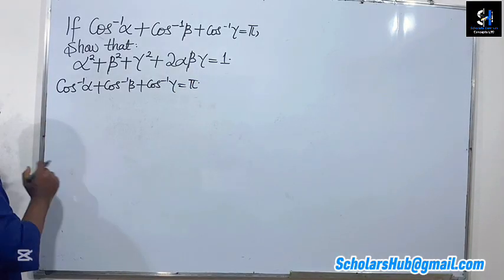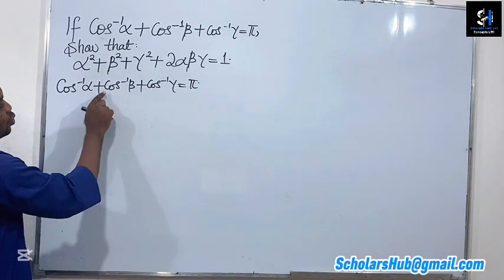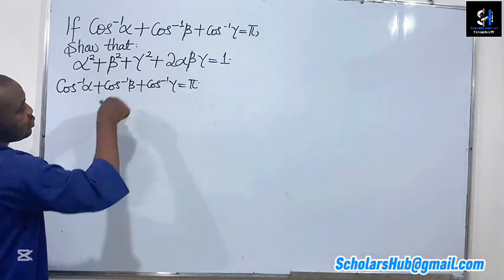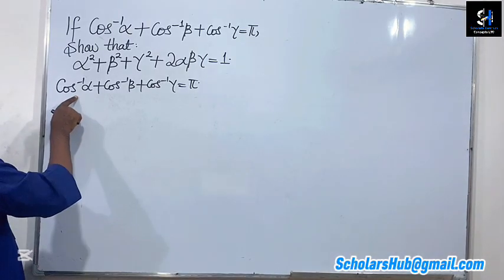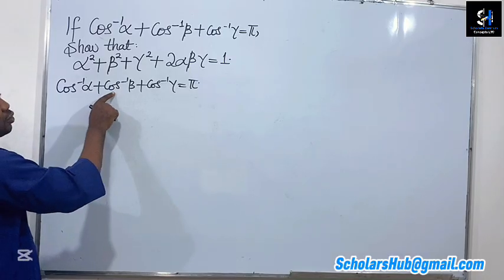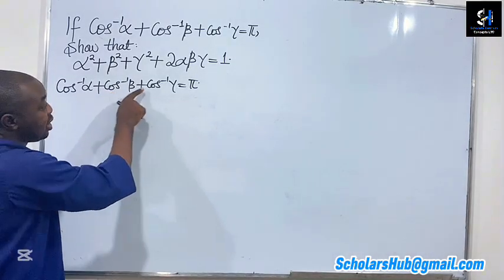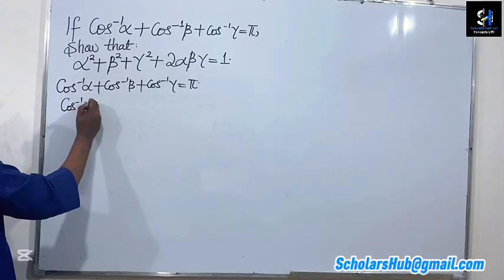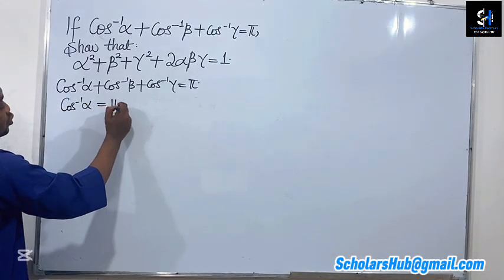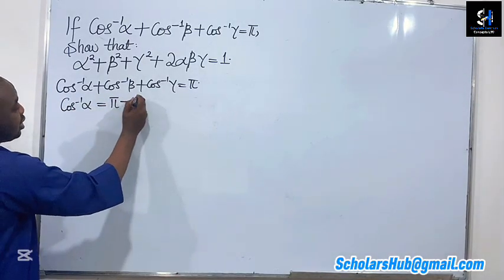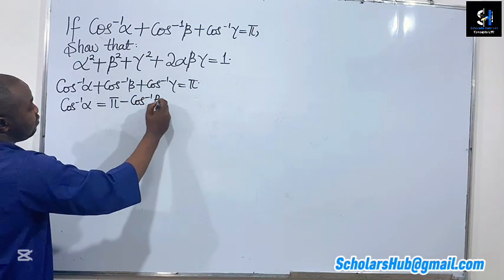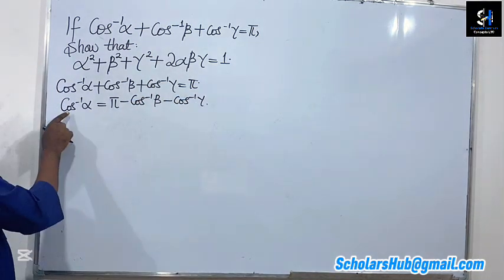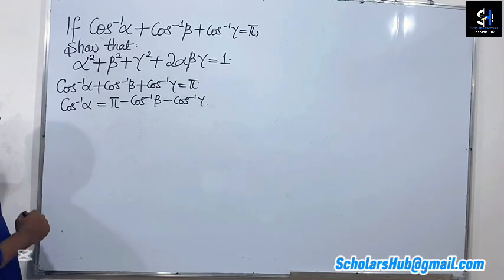pi. So what to do now is to express one of these in terms of the others. Let me express inverse cos of alpha in terms of inverse cos of beta and inverse cos of gamma. And that will be inverse cos of alpha is equal to pi minus inverse cos of beta minus inverse cos of gamma. So this is just like making this the subject of the formula.